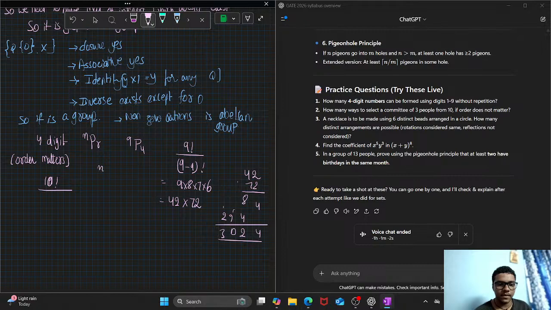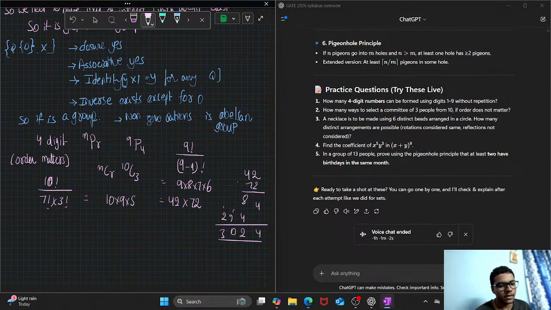Right. nCr, 10C3, is n factorial by n minus r factorial, that is 7 factorial, into r factorial, that is 3 factorial. So until 7 it will get cancelled out.